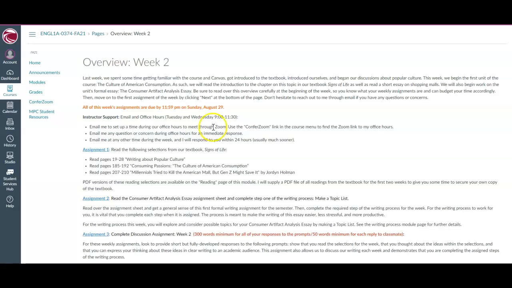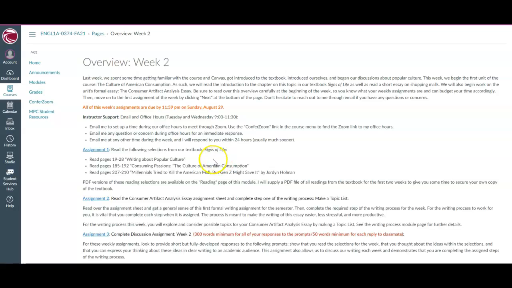So if we take a look at our assignments for this week, we have 3 assignments. The first assignment looks fairly similar to what we did last week. I'm asking you to do some reading out of our textbook, Signs of Life. So last week we took a look at the introduction to Signs of Life as a textbook, and it also gave us an introduction to the content we'll be reading, writing, and thinking about this semester, popular culture. So for this week, we are going to be jumping around a little bit. We are going to be pulling from the beginning of the book, much like last week.